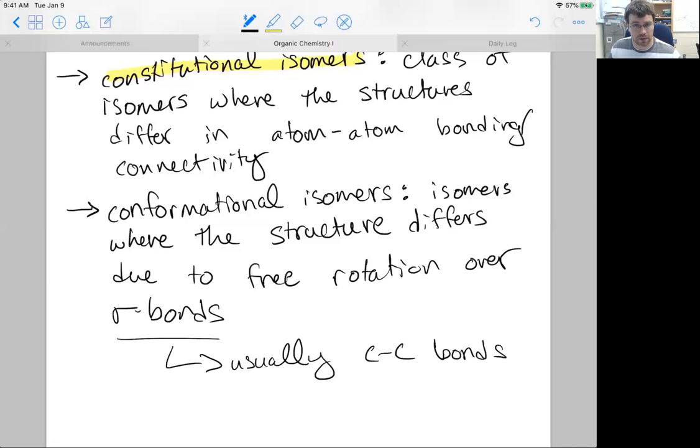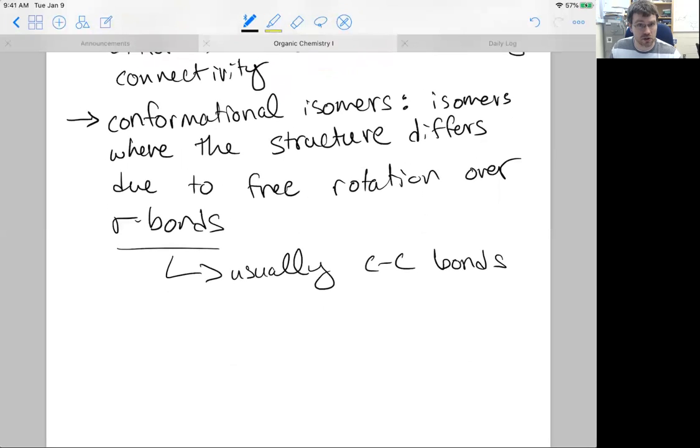Okay, so when molecules undergo free rotation, their structures change. Their elemental composition has not changed. Their structures change. Now the bonding and connectivity has not changed. So they're not constitutional isomers. It's just their arrangement in three-dimensional space is now different because of free rotation over sigma bonds.